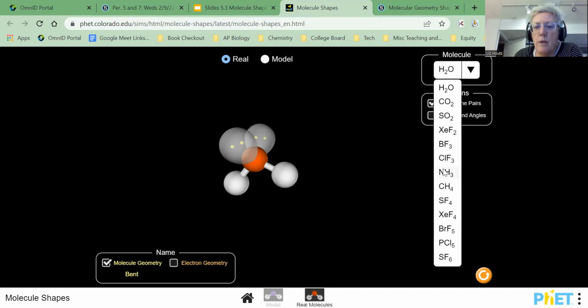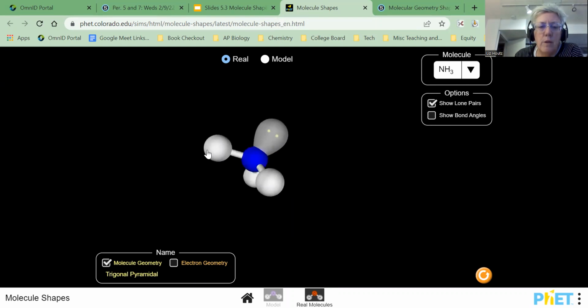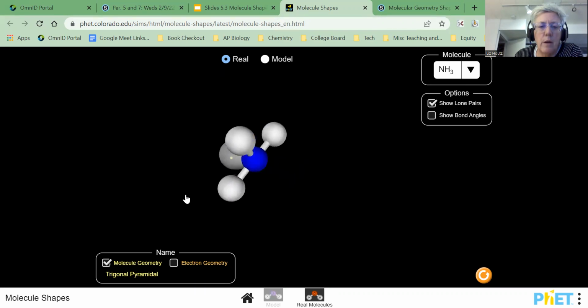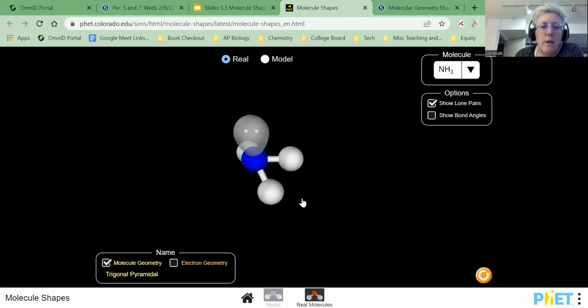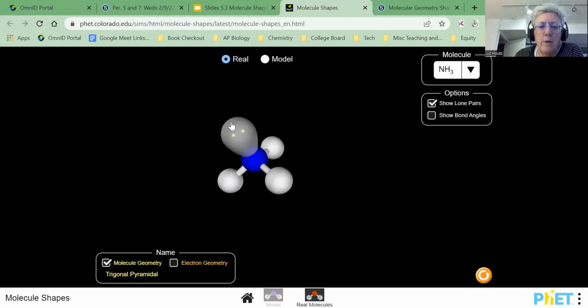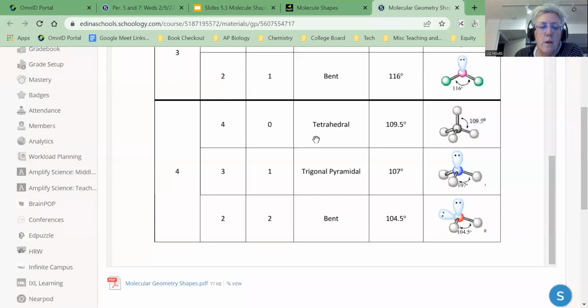Let's do ammonia. All right, here's NH3, ammonia. All right, so I can drag it around. My nitrogen is in the middle, and I have 3 H's, HHH, and a lone pair. So I have got, it's kind of hard to see that back one. Oh, there it is. I have 1, 2, 3 bonds, and I have 1 lone pair. The name of that is trigonal pyramidal. And if you look on your chart, all right, I have 3 bonds. I have 1 lone pair. The name of that shape is trigonal pyramidal.